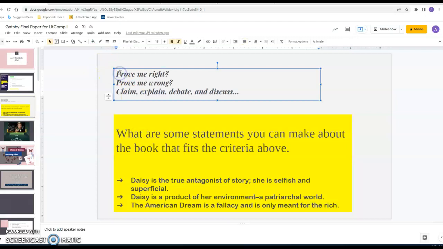They have to be proved right or wrong. I could flip it around too. I could say the American dream is possible and is achievable for anybody. So it could be a prove me right or prove me wrong statement. And I want you to brainstorm some of these even before we get into the paper, because these could be the talking points that turn into your actual paper.